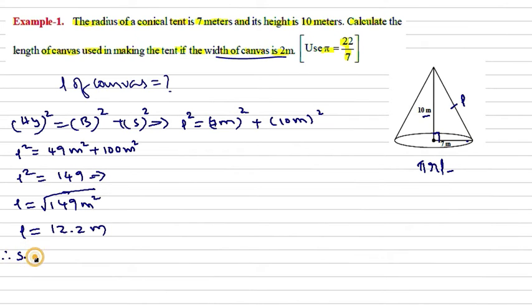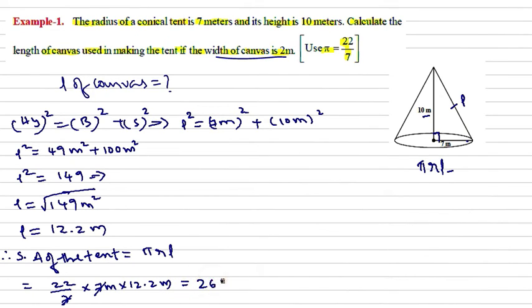Therefore, surface area of the tent is equal to pi r L, which is equal to 22 by 7, the pi value we are taking here, and the radius is 7 meters into slant height 12.2 meters. Now cancel 7 times 7, then 22 into 12.2 will become 268.4 meters square.